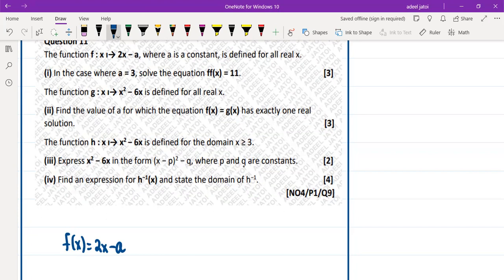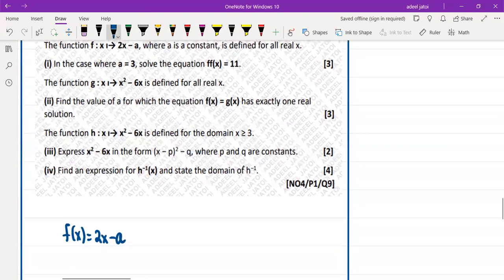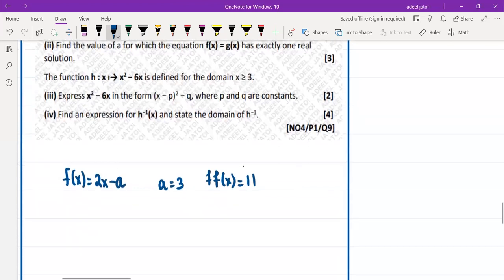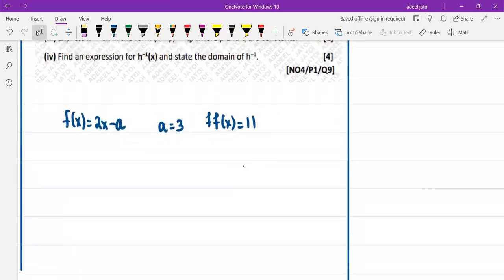Considering the case where a is equal to 3, the examiner has given you that a is equal to 3 and they want you to find out f(f(x)) is equal to 11. So what does f(f(x)) is equal to 11 mean? This means that composite functions are being used. Inside the f(x) function, you have substituted f(x) again.